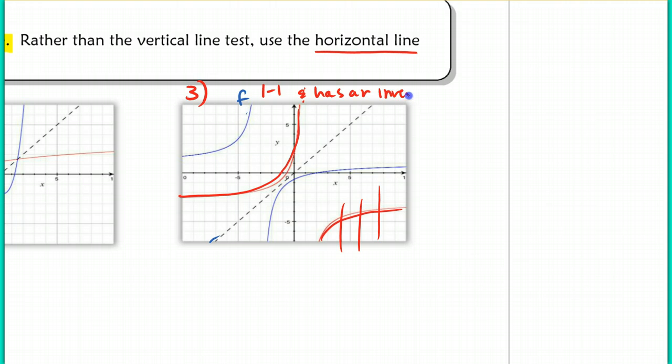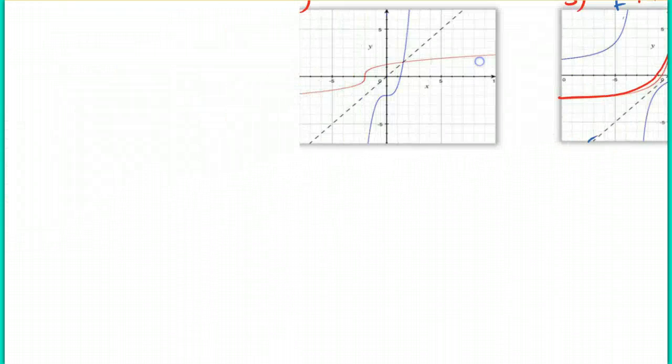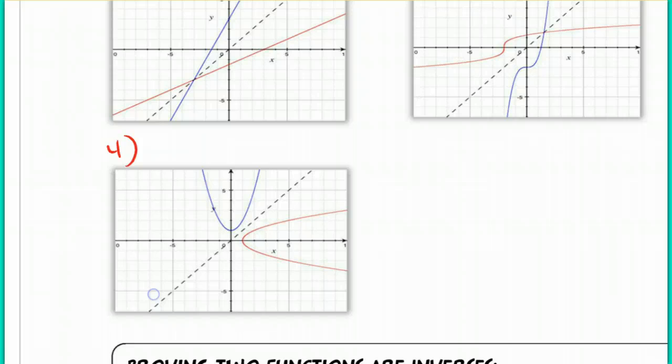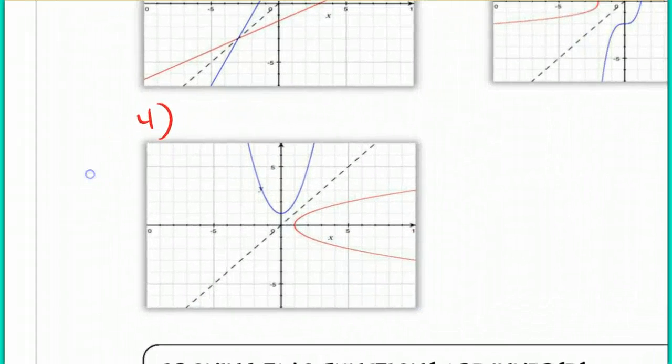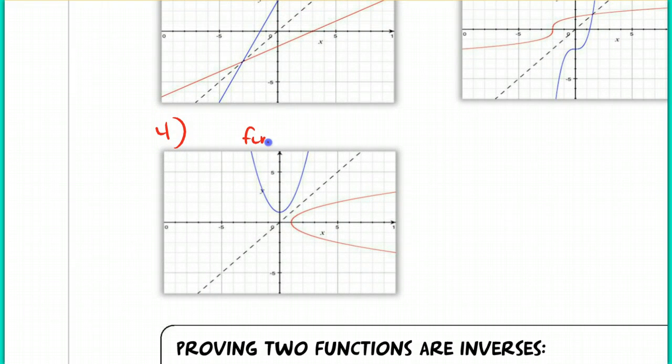Okay? Now, the last picture here, your parabola is a function, right? It passes your vertical line test. However, it does not pass the horizontal line test. It's got 2 x inputs for the same y output. So this is not one-to-one. It's a function, but it's not one-to-one.